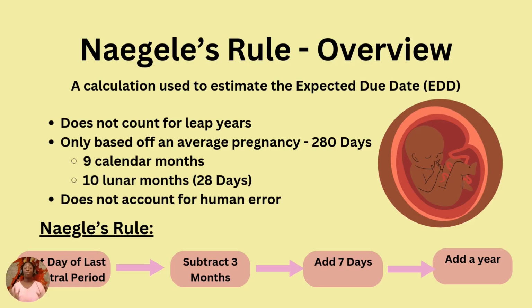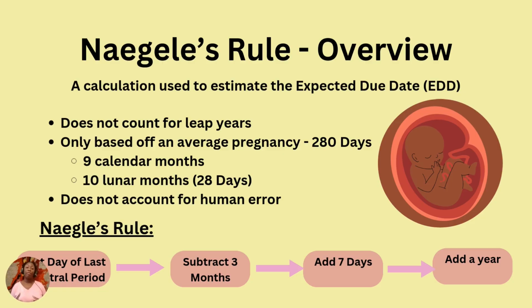First, just a general overview of what Naegele's rule is. Naegele's rule is a formula that we use in nursing to estimate the expected due date, or EDD, of a woman's pregnancy based off of the first day of her last menstrual period. Now, although Naegele's rule is a common method for estimating a due date, it's not perfectly accurate and it does have limitations. I've listed some on the slide that's shown right now.